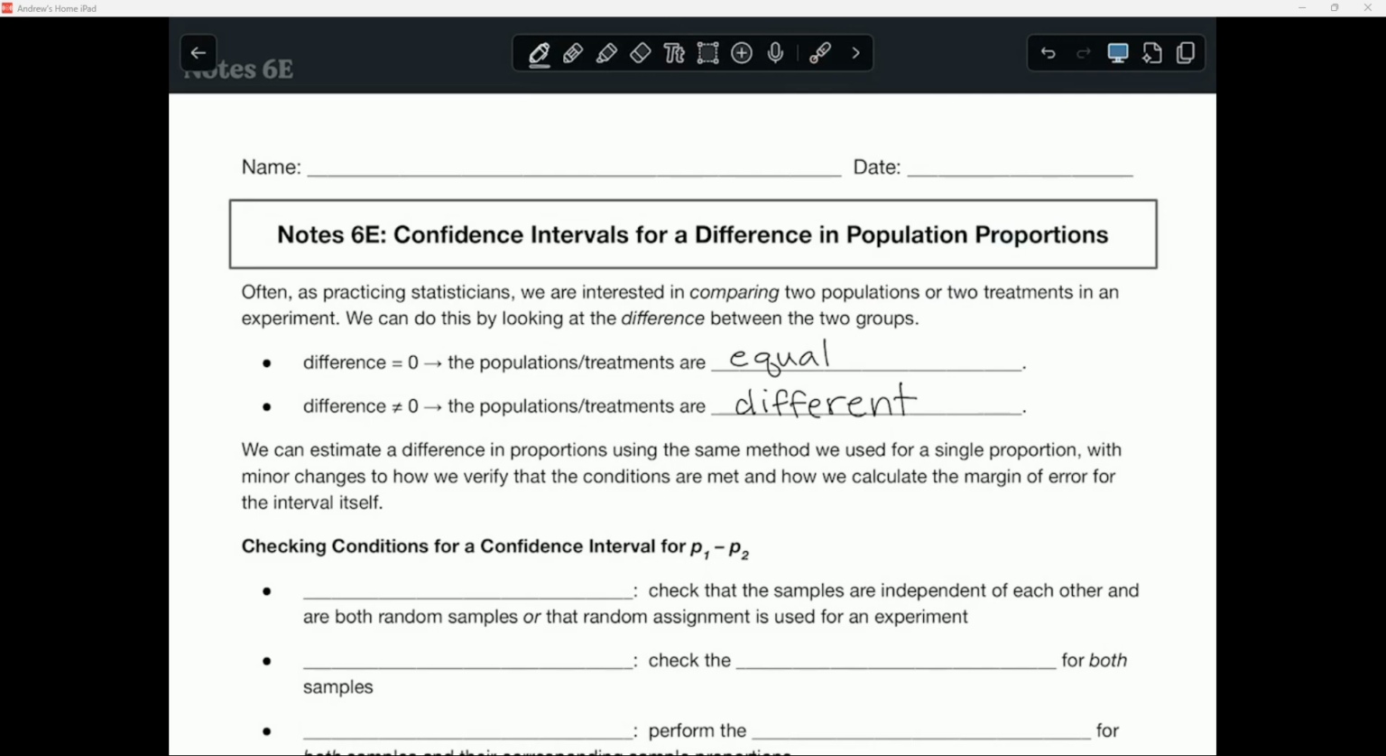We can estimate a difference in proportions using the same method we used for a single proportion, with minor changes to how we verify the conditions. So same state, plan, do, conclude, except now for the conditions I have to check both groups, and my margin of error has to account for both groups. So let's take a look at the moving pieces, and then we'll do some confidence intervals.